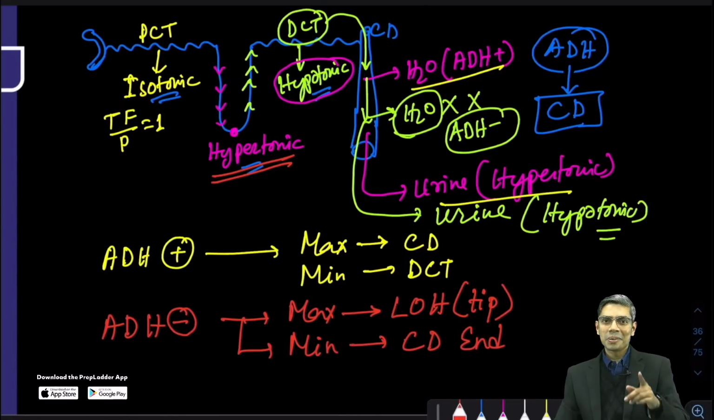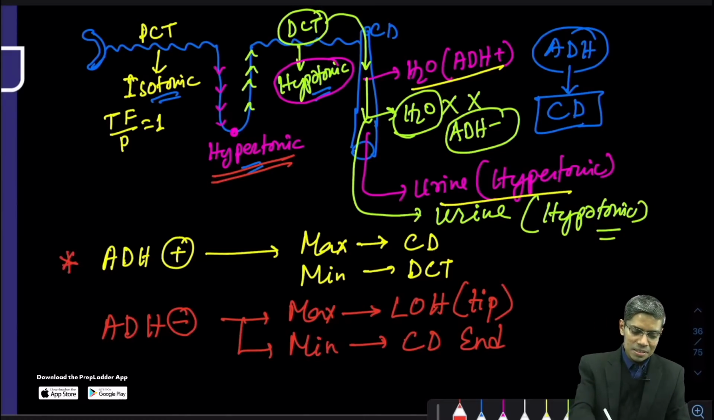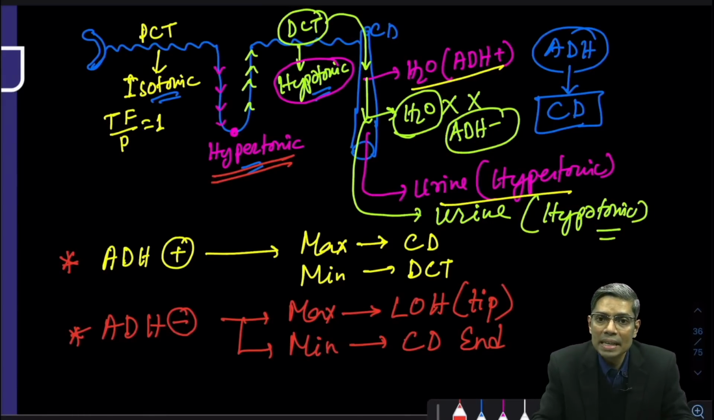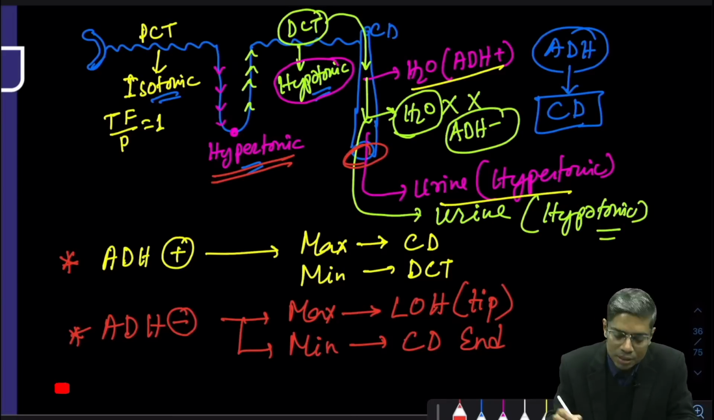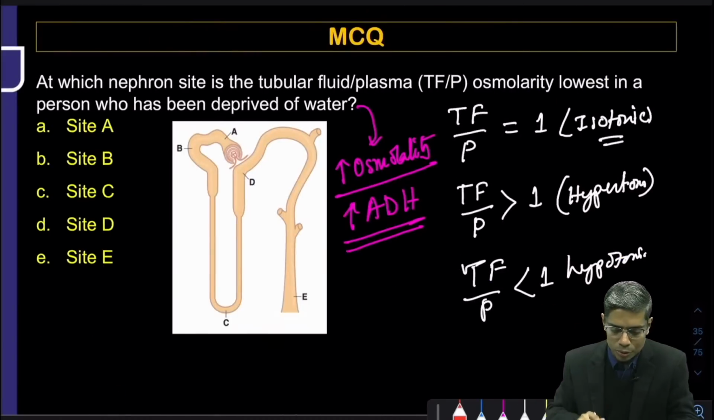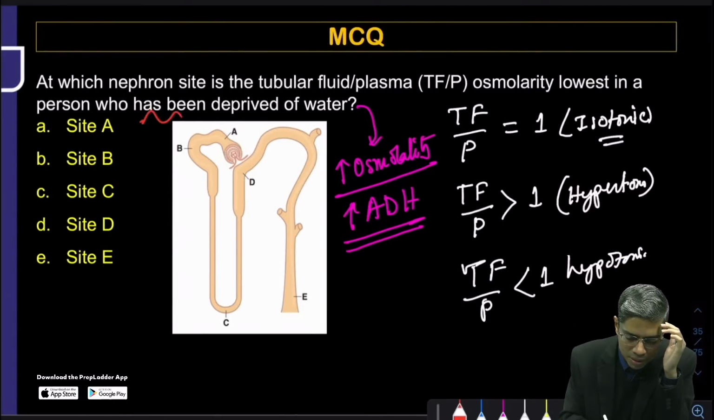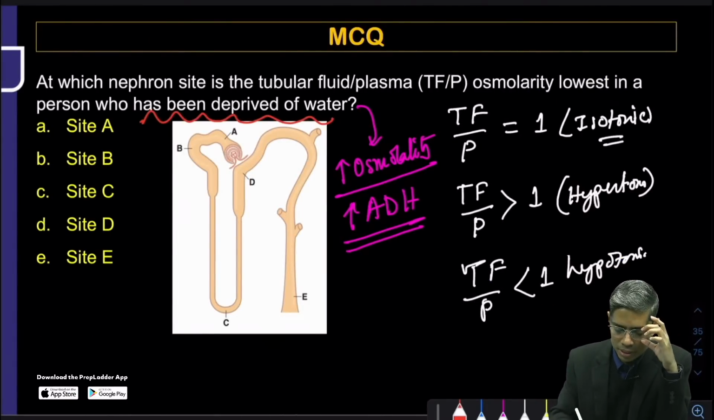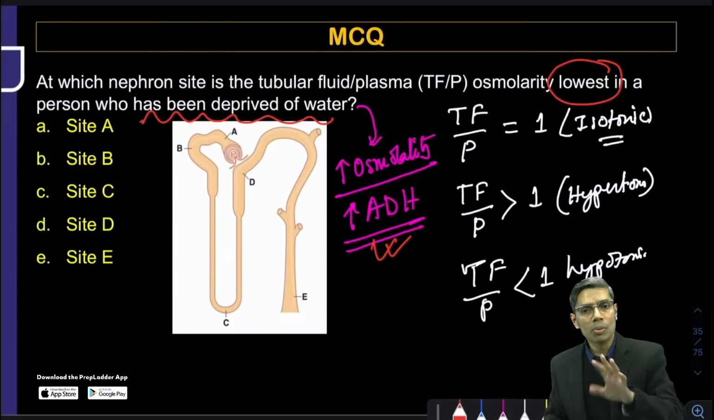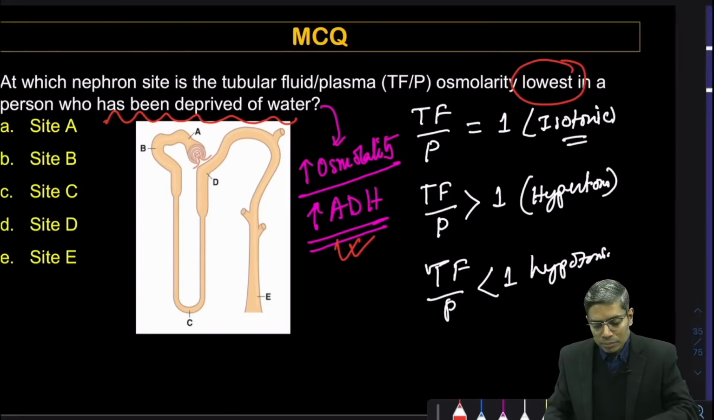See, same question. I am asking maximum minimum tonicity, but just depending on this ADH, the answer is different, right? So if the ADH is absent, then urine will be very, very hypotonic at the end of this collecting duct. And if the ADH is present, urine will be very, very hypertonic at the end of the collecting duct, right? So in this question, they are asking that the person is deprived of water. So ADH concentration is very high. ADH concentration is very high, means where will be the lowest tonicity?